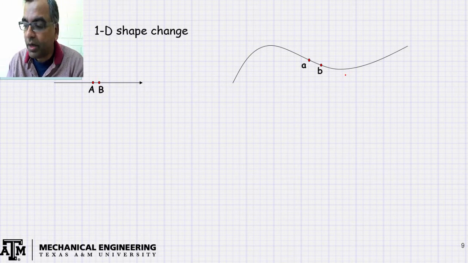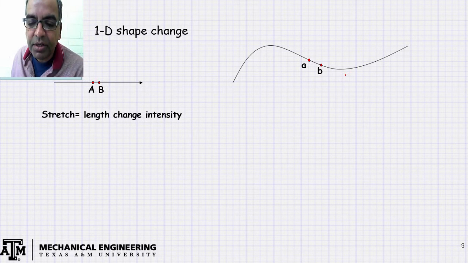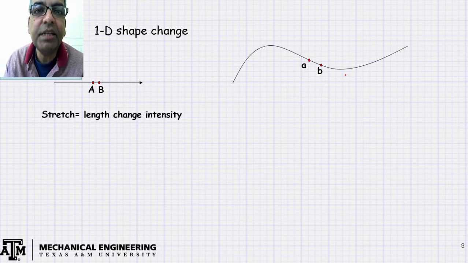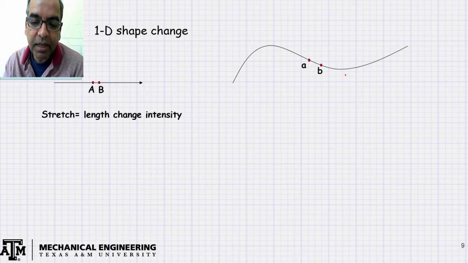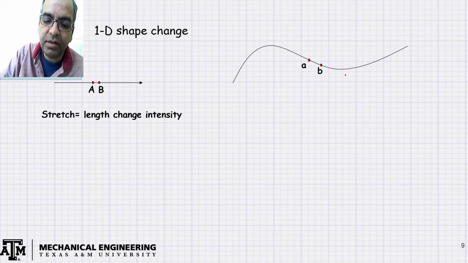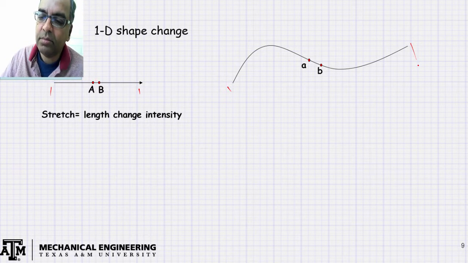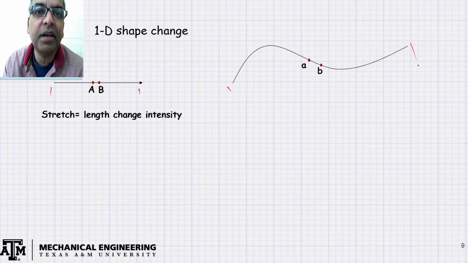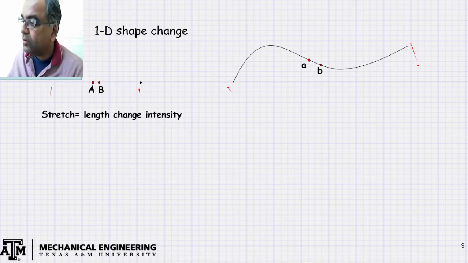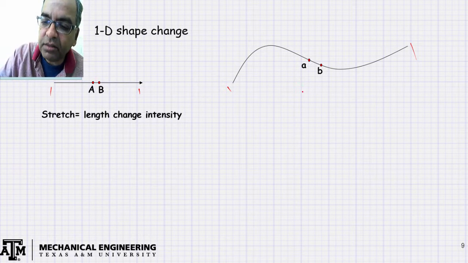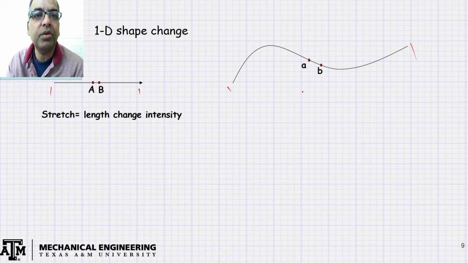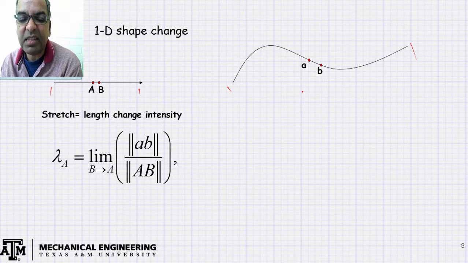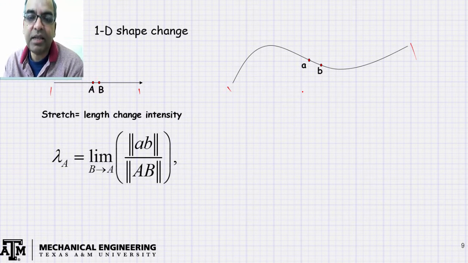So now we are going to define what is meant by stretch. That is the length change intensity. The total length of this bar has changed. Can you see that? From here to here and here to here, right? But you want to say what is the intensity? Where is the length change concentrated? How concentrated is it? So what you do is you take different chunks and see how much was the length change intensity. So what we do is we measure something called stretch, which is length change intensity.